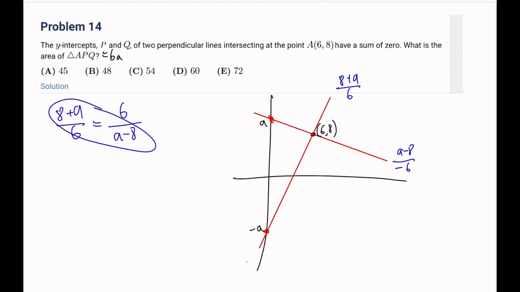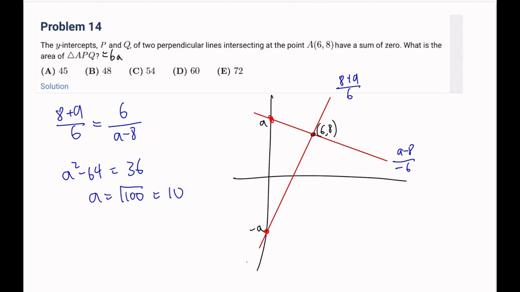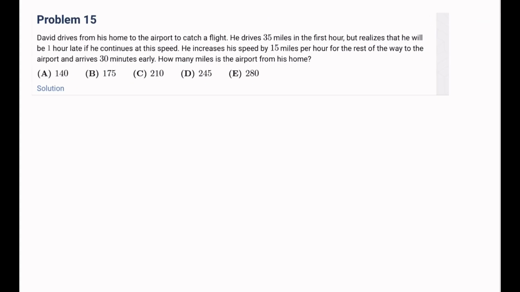These two give us A squared minus 8 squared, which is A squared minus 64, equals 6 squared, 36. A equals root 100, which is 10. The answer is 6 times 10, which is 60. The answer is D.